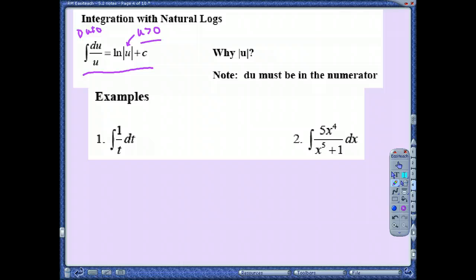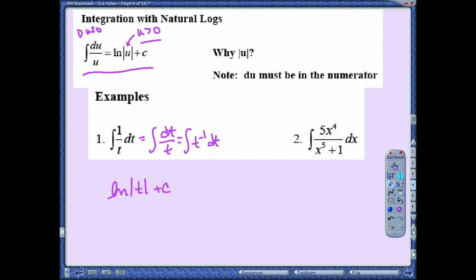All right, so number one. Number one is very much like our property here. We've got 1 over t dt. It doesn't matter if it's like this, if it's like this, or if it's like this. Either one, you're going to have the natural log of the absolute value of t plus c.